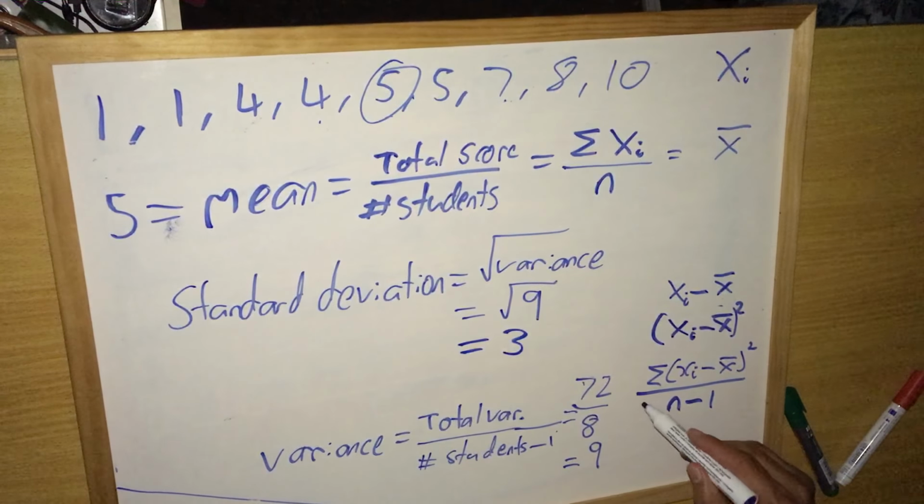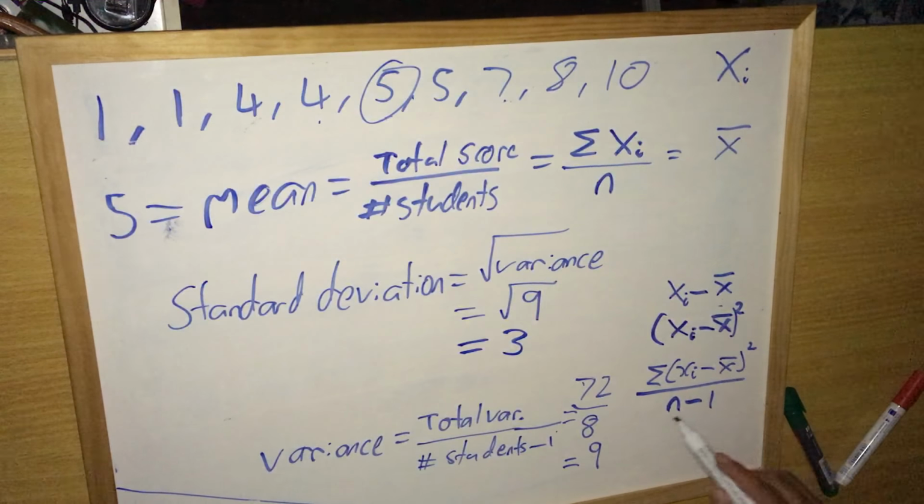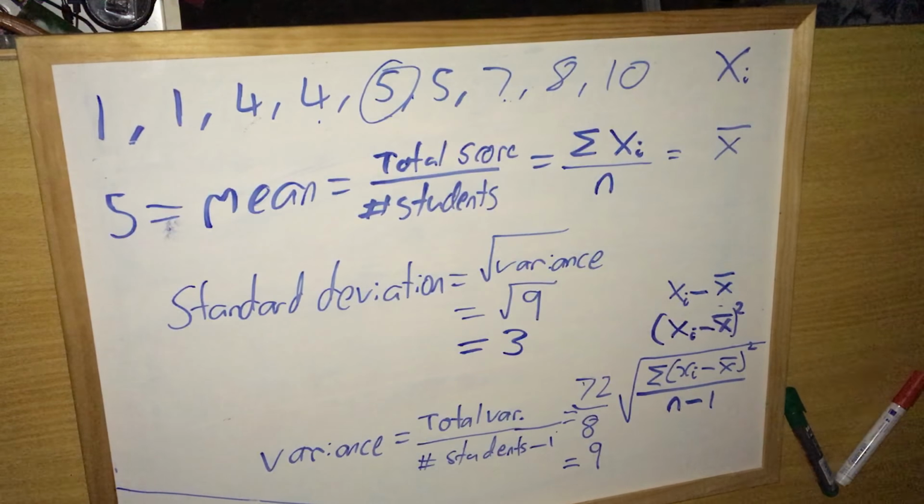And the way we write that in maths is we added everything together, or we squared everything, added it together, divided by the number of students minus 1, and now we've square rooted it. So this is how we got our formula for the standard deviation, and you've got an example of how to do it.